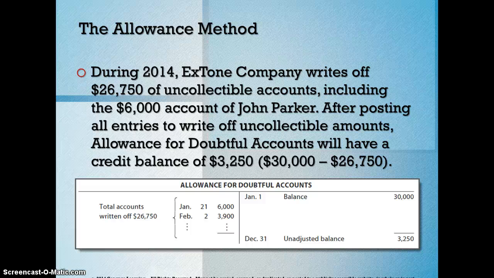So during year 14, Extone Company wrote off a total of $26,750. We had thought we were going to write off $30,000. That was our December 31st adjusting entry. But throughout the year, we only ended up writing off $26,750. So at the end of the year, our allowance for doubtful accounts is going to have a balance of $3,250 in it.